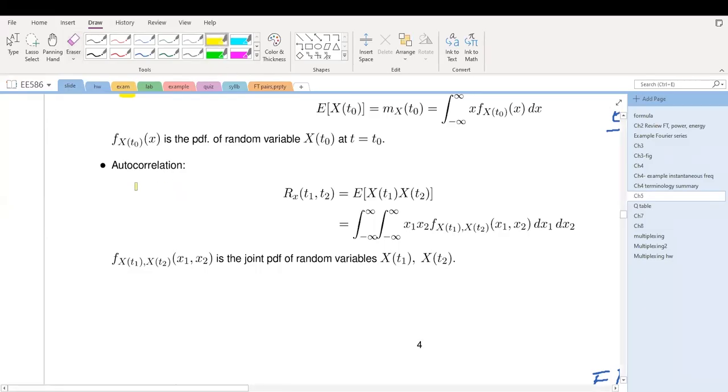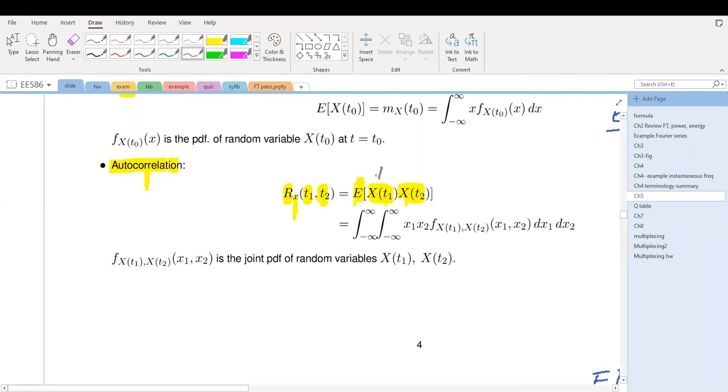In this video, we discussed the autocorrelation of a random process. The notation is R, where R means autocorrelation. R subscript X is for the random process x(t). Autocorrelation has two times, t1 and t2. What is this? This is the expectation of the product of two random variables, x(t1) and x(t2).